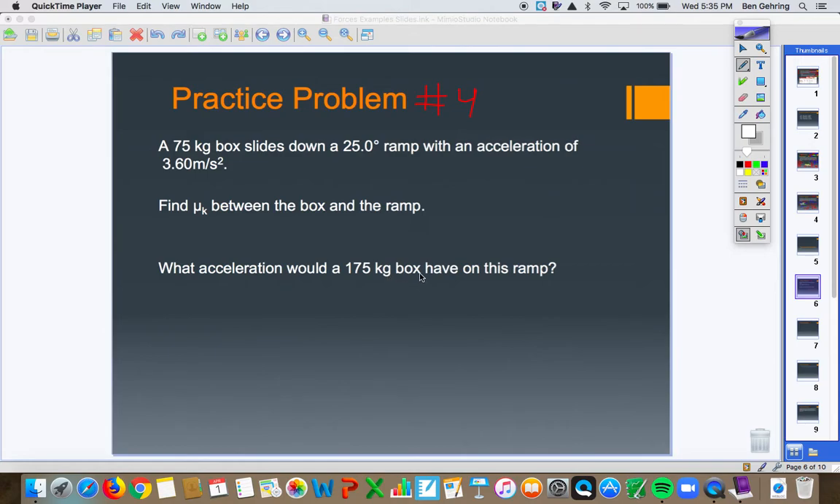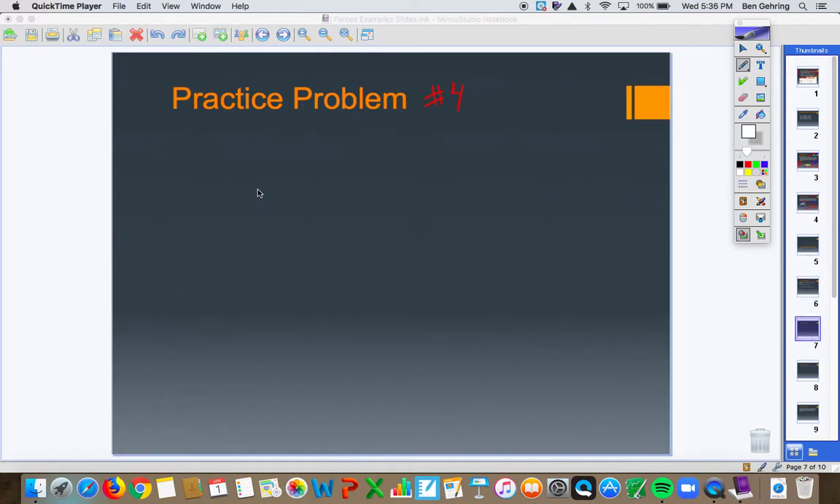And then we'll answer step two, which is what would the acceleration of a 175 kilogram box have been on this ramp. So I have a 75 kilogram box, 25-degree ramp, acceleration is 3.60 meters per second squared. So let's get started. Step one, draw a picture.